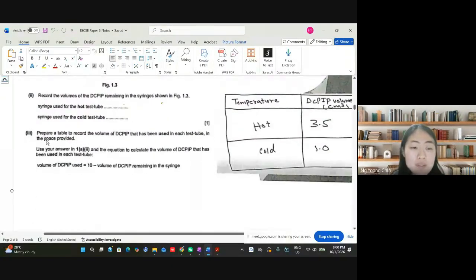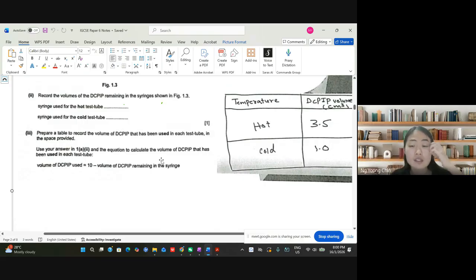Yeah, and then prepare a table to record the volume of DCPIP that has been used in each test tube in each space provided. And then use your answer in the equation to calculate the volume of DCPIP that has been used in each test tube. So you know that the function of DCPIP is to detect the concentration of vitamin C in the solutions. Yeah, they want to detect the vitamin C in the solution.